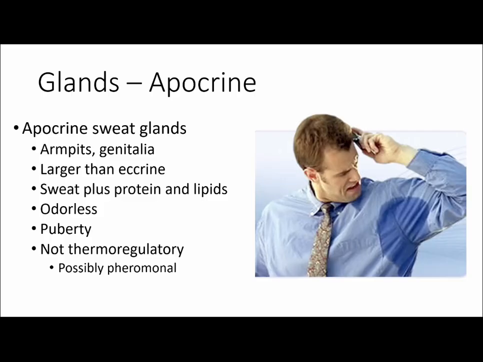So as that menstrual cycle changes and the female hormonal cycle ebbs and flows, you will have increased and then reduced activity from these glands. And secretions from these glands have been shown to trigger a response in other members of the same species. So it is quite possible that your apocrine sweat glands are pheromonal in nature.